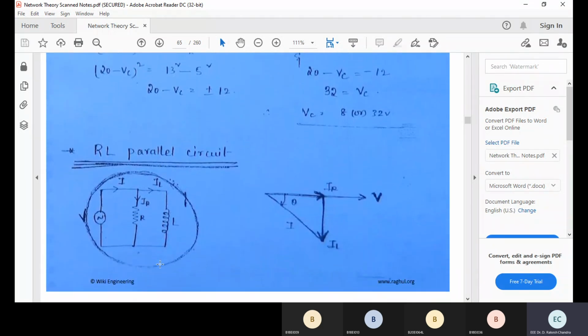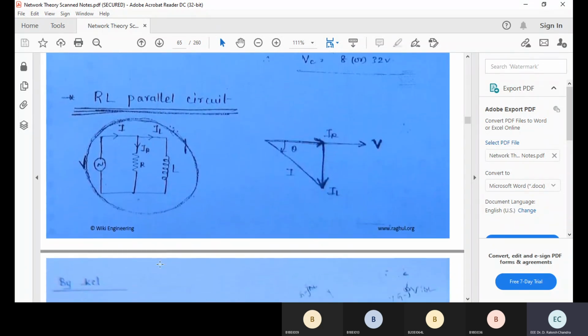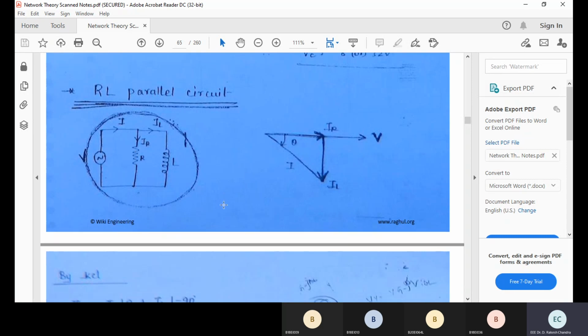Next one is RL parallel circuit. What is RL parallel circuit? Previously, we have seen your resistance and inductance both are connected in series with the supply. But here your resistance and inductance are connected in parallel with the supply. This is the phasor diagram. Okay.